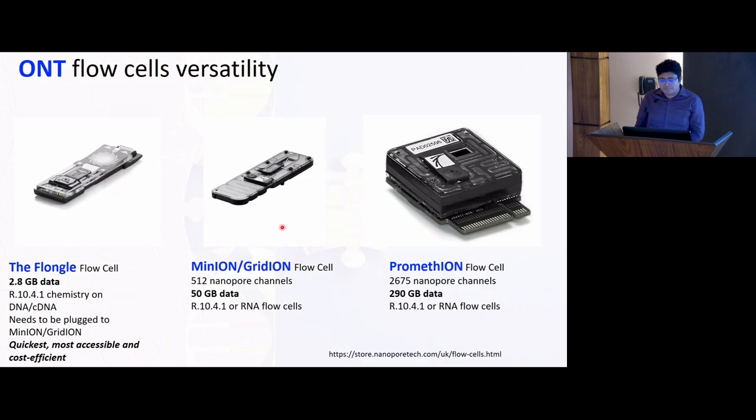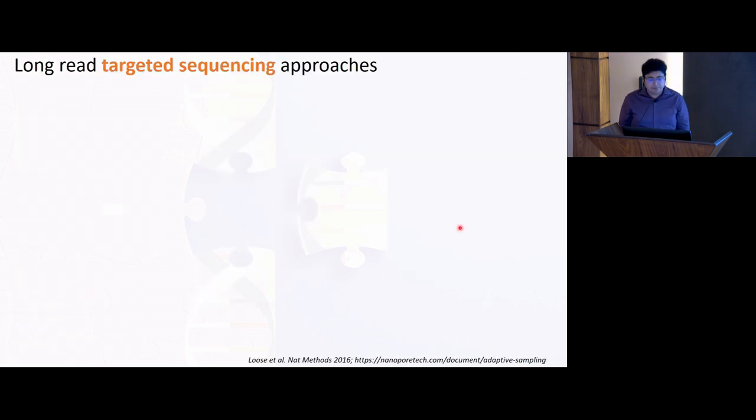So these are some of the flow cells. The reason I'm showing you is because of the Flongle, which is quite versatile, which generates only 2.8 GB of data, but it's very quick, it's most accessible, it can be used anywhere. So this can probably ensure something like bedside sequencing. And then you have MinION and PromethION flow cells, which produce more data.